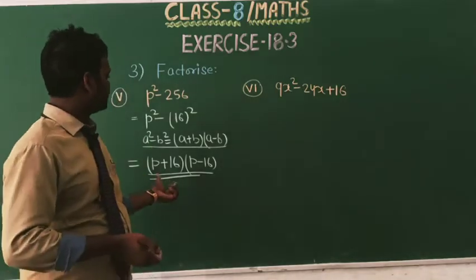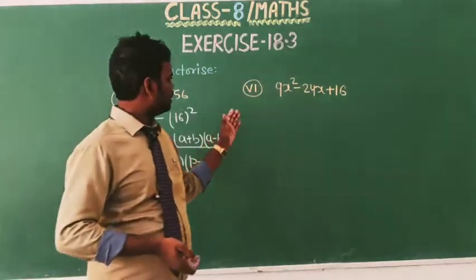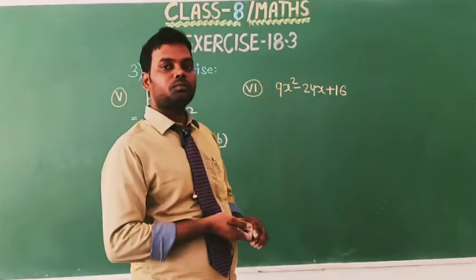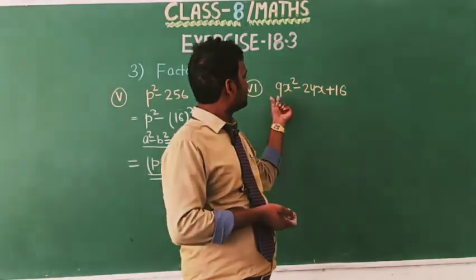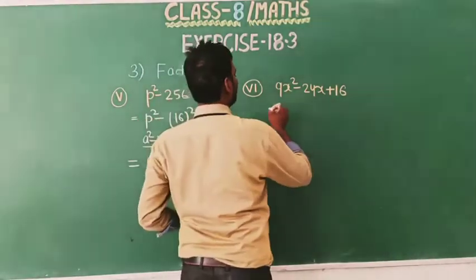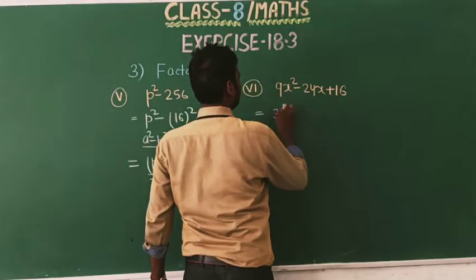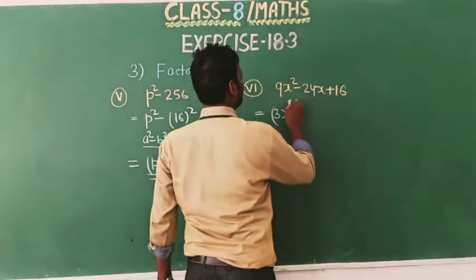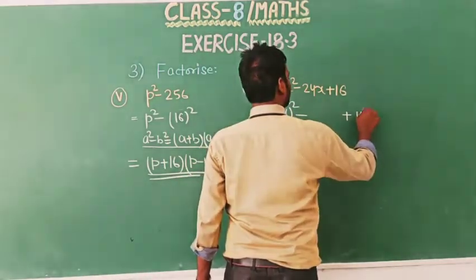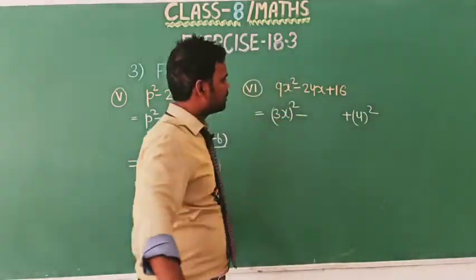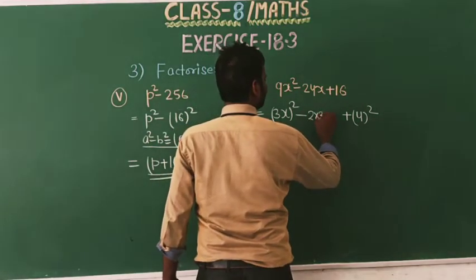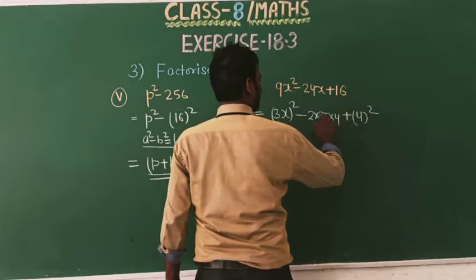Okay, so this is the factors 6 part, this is 9x square minus 24x plus 16. Here the first and third terms are perfect squares, so it will be written as (3x) whole square minus, and the second is 16, 4 whole square, and the middle term can be written as 2 into 3x into 4.